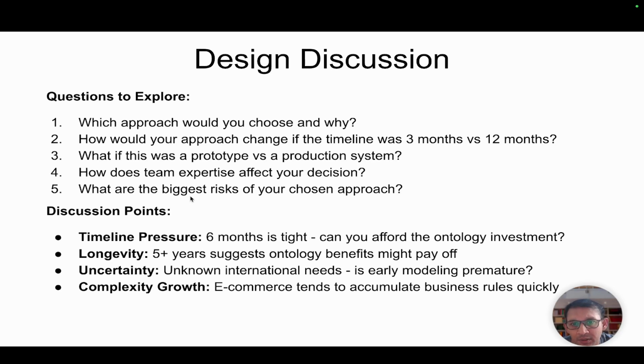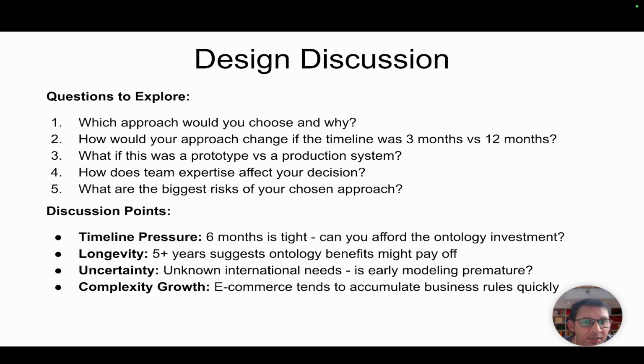Now, here are the questions I want you to think through. Which approach would you choose and why? How would your decision change if the timeline was 3 months instead of 6, or 12 months instead of 6? What if this was a prototype versus a production system? How does team expertise affect your decision? What are the biggest risks of your chosen approach?